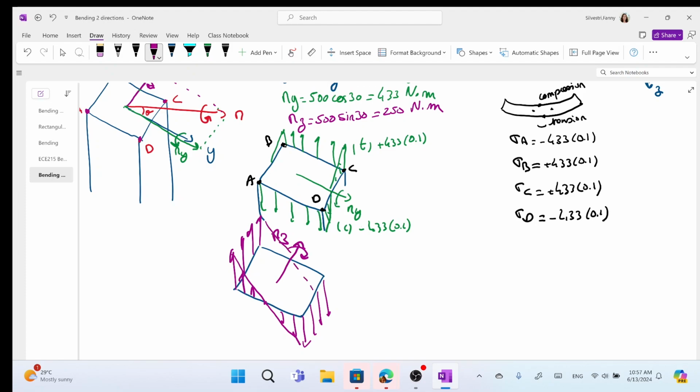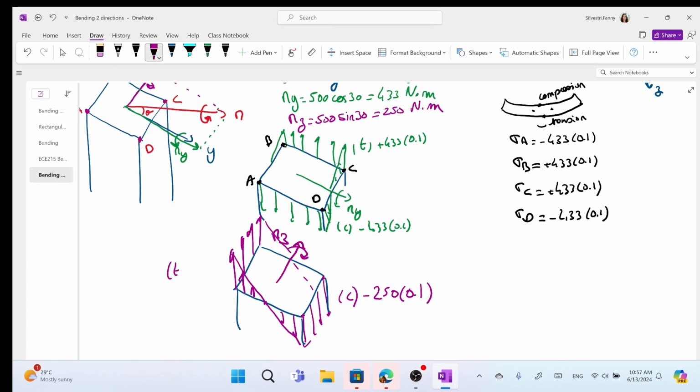Okay, this one and this one. So this and the bar is like this. So the bottom, the C and D, those points on the bottom are going inside the bar and are in compression. So we have compression that will be minus 250 times 0.1.